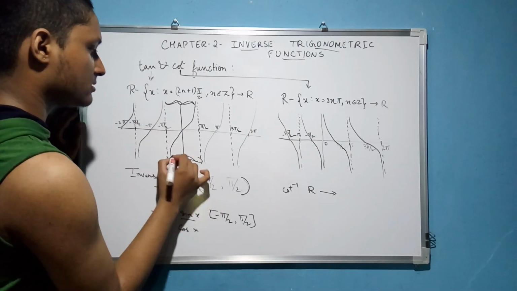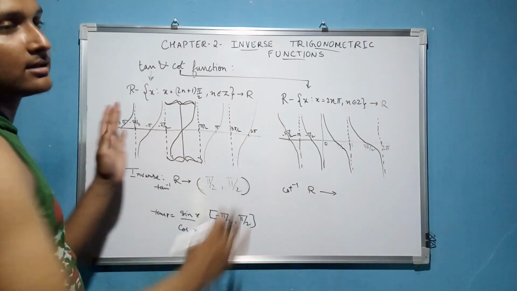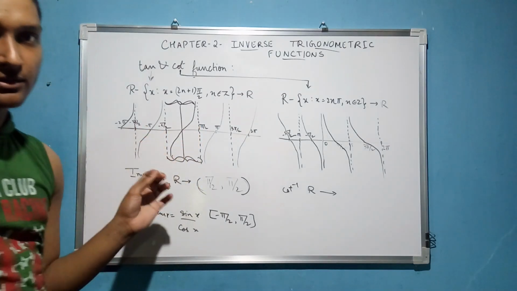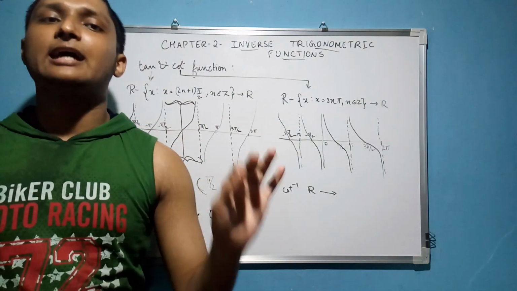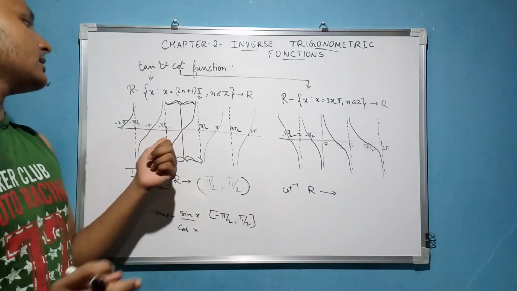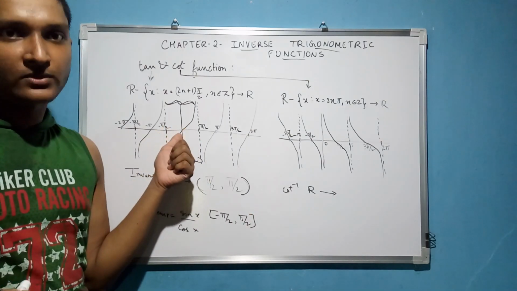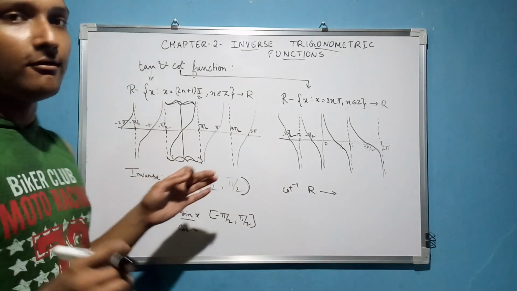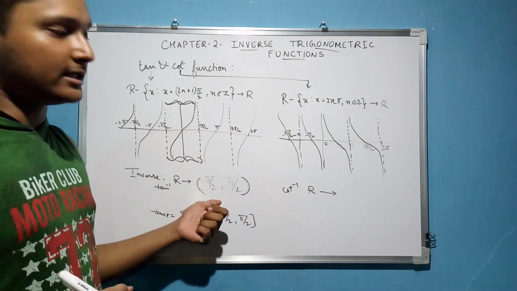And we are not bothered about this in this chapter. We are bothered only about this part. When you are asked to find the tan inverse of any function, it always comes under this only. It cannot come under some 3 pi by 2 and all. That's the reason why we are choosing the principal value branch.